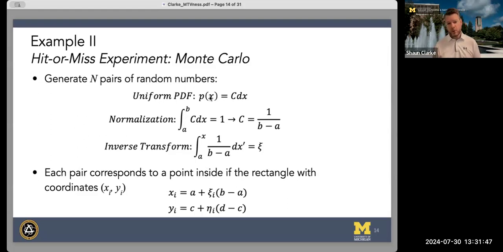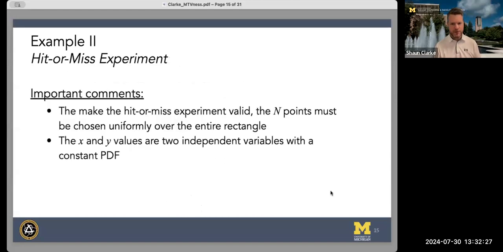Same exact approach applies for the Y coordinate. It's just that instead of between A and B, it's between C and D. And if we grab pairs of random numbers, xi and eta, it's important to note that these random numbers are different because we want the X and Y coordinates to be sampled independently from one another. So we need one random number to give us the X coordinate, another random number to give us the Y coordinate. If we do that, we will thereby generate pairs of coordinates, X and Y, that correspond to coordinates in that rectangular region. And if we take that ratio, that'll allow us to estimate the area of the surface S.